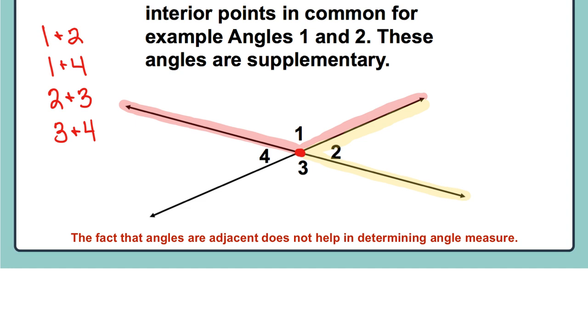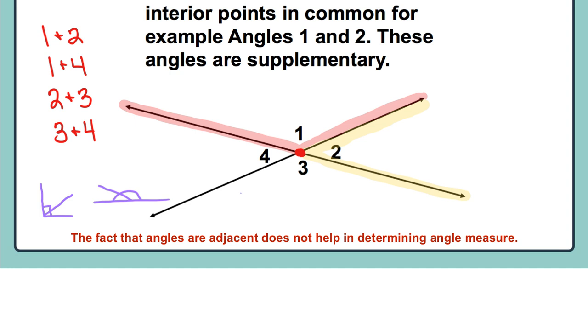Now, can I have supplementary angles that are adjacent to each other? Yes. Can I have complementary angles that are adjacent to each other? Yes. I can draw those. I can have complementary angles like they're in purple. Those two angles are adjacent and they're complementary. These two angles are adjacent and they're supplementary.